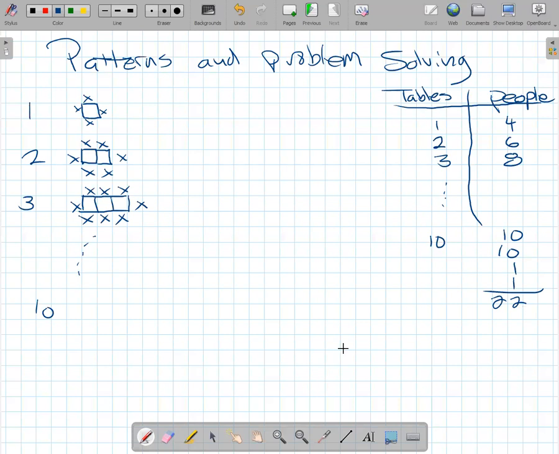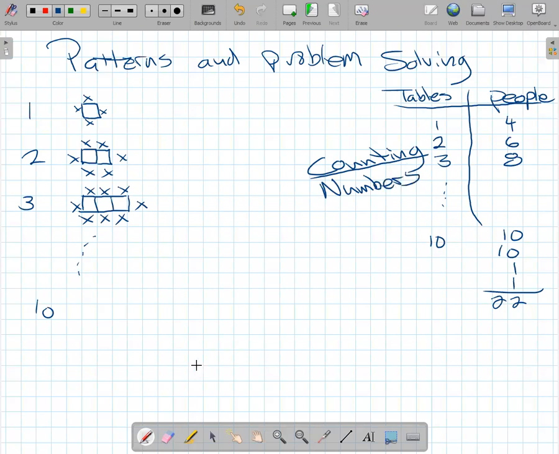So a couple of things going on here. There are 2 patterns happening here at the same time. One pattern is tables. That's a pretty straightforward pattern. 1 table, 2 tables, 3 tables, 4 tables. The first pattern here is we're just simply counting. 1, 2, 3, 4, and so on are referred to as the counting numbers.